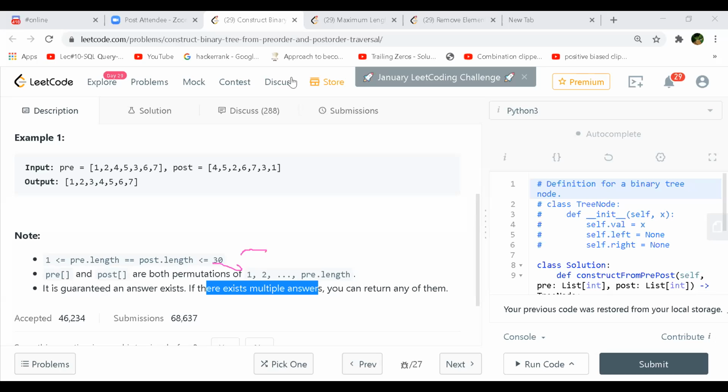For that, you'll have to go in the pre and find the next root. That will be 2 in that case, and that will be the only way we can divide the whole tree into two parts. So essentially, the left of 1 is 3, right? In the post-order, this is a part of my right subtree, right?